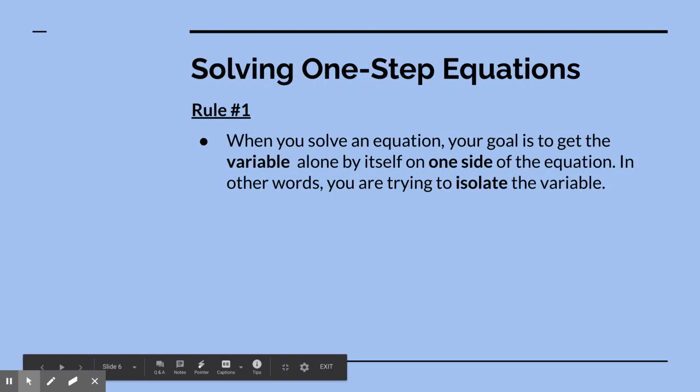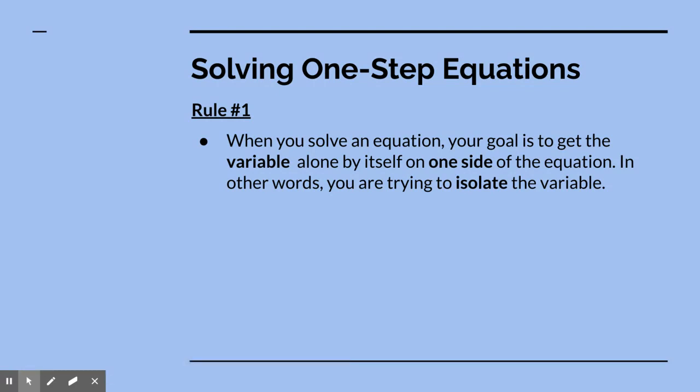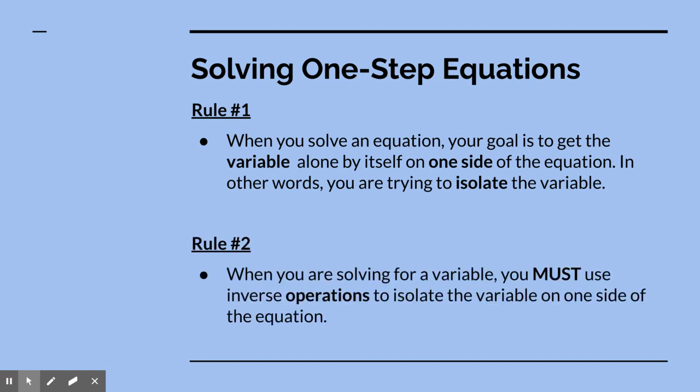When we are solving one-step equations, our rule number 1: when you solve an equation, your goal is to get the variable alone by itself on one side of the equation. In other words, you are trying to isolate the variable. Rule number 2: when you are solving for the variable, you must use inverse operations to isolate the variable on one side of the equation. Pretty much what we've already been talking about.